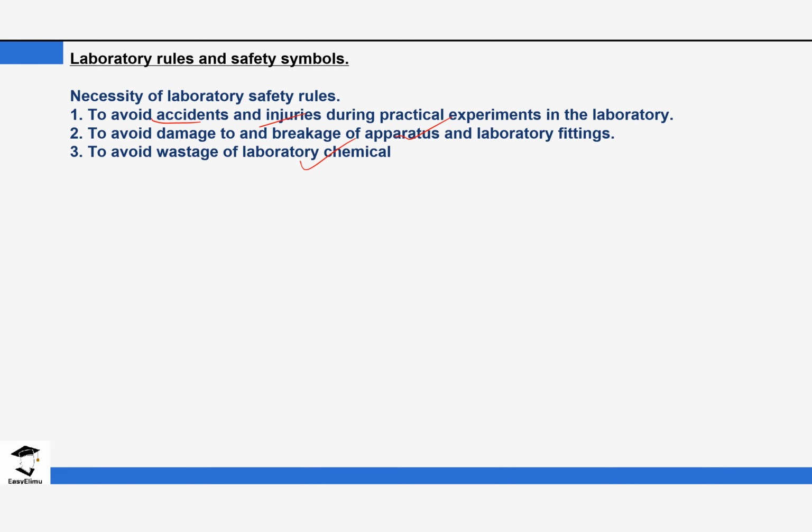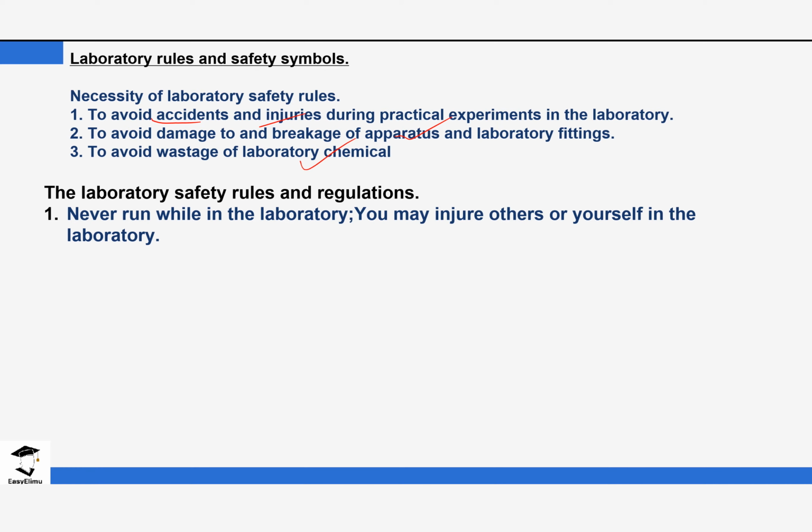So, what are some of these laboratory safety rules and precautions? One of them is never run while in the laboratory. The reason why we don't run is because we might injure others and also ourselves. We usually work in a calm manner, even when there is some emergency, because we know that if we run, it might even cause more injury.